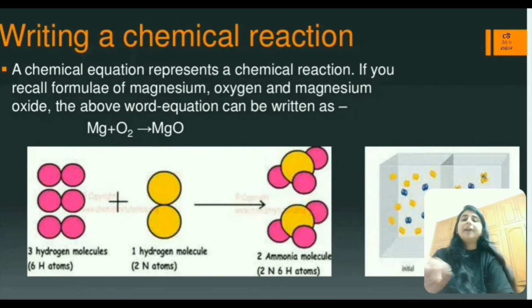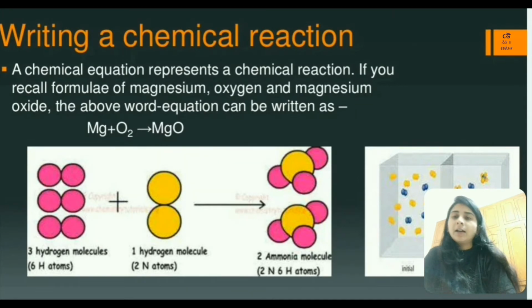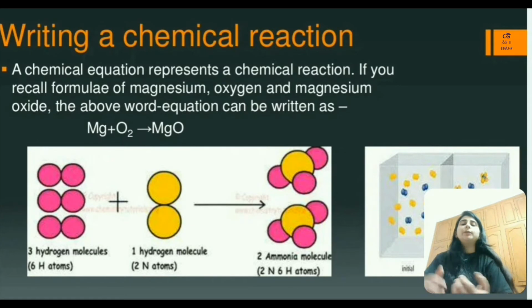Here we have a chemical reaction where around 3 hydrogen molecules are combining with 1 nitrogen molecule. I'm sorry, it was written as hydrogen by mistake; it should be 1 nitrogen. It will form ammonia having molecular formula NH3.